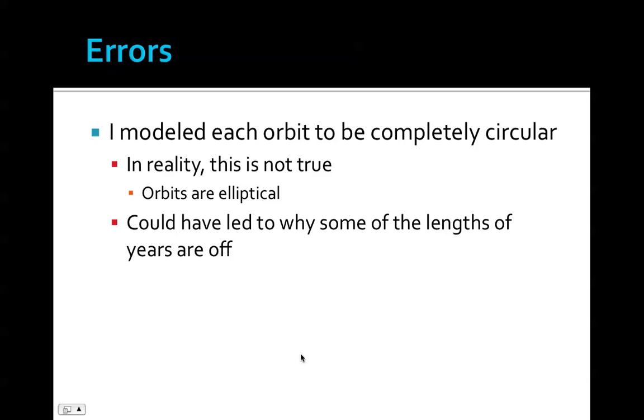I believe that there are discrepancies due to the fact that I modeled each orbit to be completely circular when in reality the orbits are elliptical. This could have been the reason why I got the differences that I did.